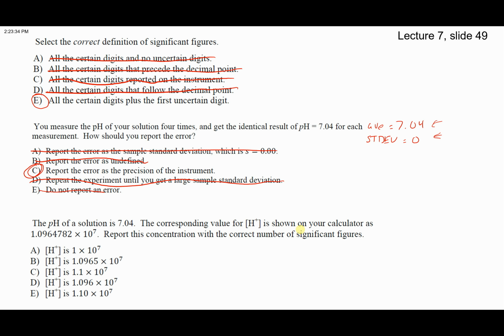The pH of a solution is 7.04. The corresponding value for H plus is shown on your calculator as this number. Report this concentration with the correct number of significant figures. So it wants to know how I am going to take this value to this value and maintain those sig figs. Well, remember, what do we know about pH? pH is the minus log of the proton concentration. So this is a logarithm, which means we only have 2 sig figs. That 7 does not count. That means our answer can only have 2 sig figs. 1, 2. 1.1 times 10 to the 7th.